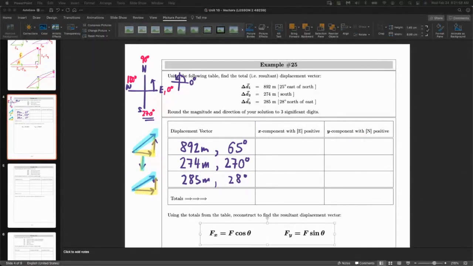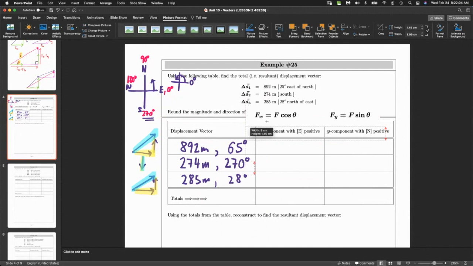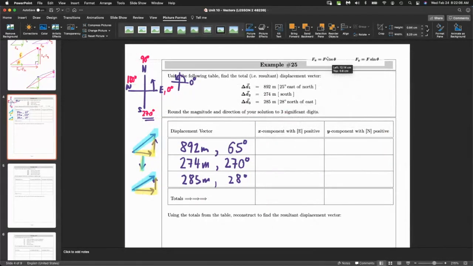I'm scrolling through 3 documents at the same time here. So here is the actual formula, which is getting the components. Maybe I'll just write it over here. When you want to find the x component and the y component, you want to take the hypotenuse, which is 892, and multiply by cos 65.